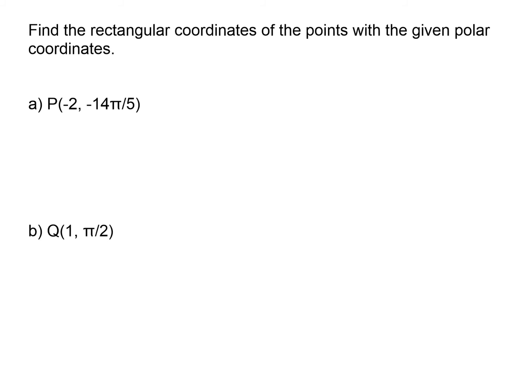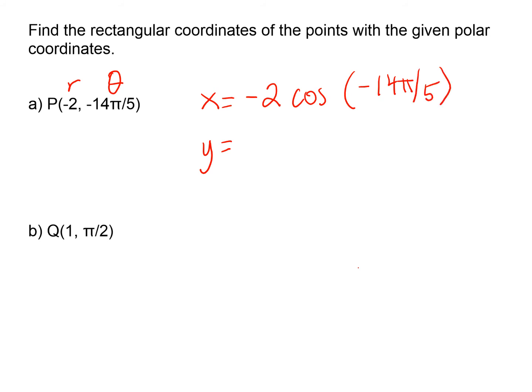All right, so this example says find the rectangular coordinates of the points with the given polar coordinates. So again, I've specified these are polar coordinates. So this is r and this is theta, and they're asking to find x and y. So simply, x is going to be r cosine theta, and y is going to be r sine theta. Yes, we could plug this into our calculator. It's not necessary. This shows me that you have understanding of how to find x and y.